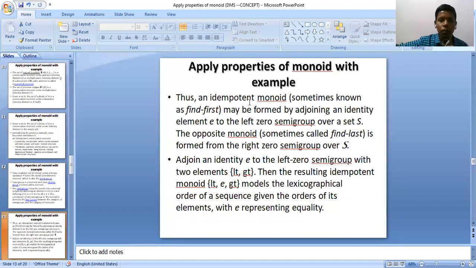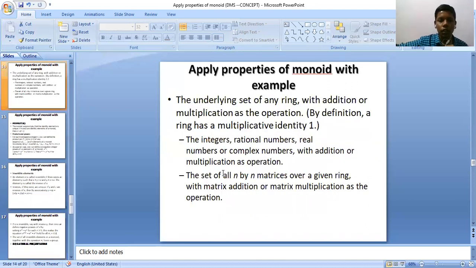Thus, an idempotent monoid, sometimes known as find first, may be formed by adjoining an identity element E to the left zero semigroup over a set S. The opposite monoid, sometimes called find last, is formed from the right zero semigroup over S. Adjoin an identity E to the left zero semigroup with two elements LT, GT. Then the resulting idempotent monoid LT, E, GT models the lexicographical order of a sequence given the orders of its elements, with E representing equality.